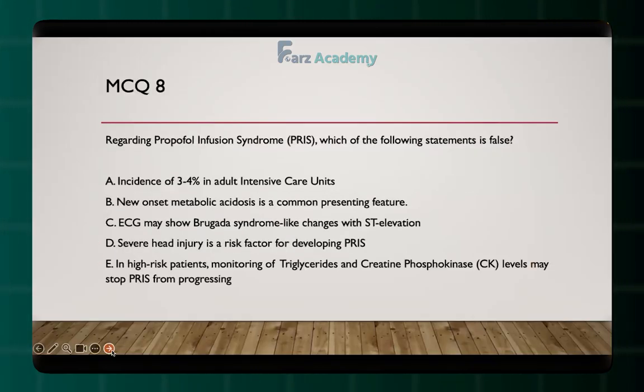Regarding PRIS, that is propofol infusion syndrome, which of the following statements is false? Incidence of 3 to 4% in adult intensive care units. New onset metabolic acidosis is usually a common presenting feature. ECG may show Brugada syndrome changes with ST elevation. Severe head injury is a risk factor for developing PRIS, and in high-risk patients, monitoring of triglycerides and creatine phosphokinase levels may stop PRIS from progressing. So which of the statements is false?